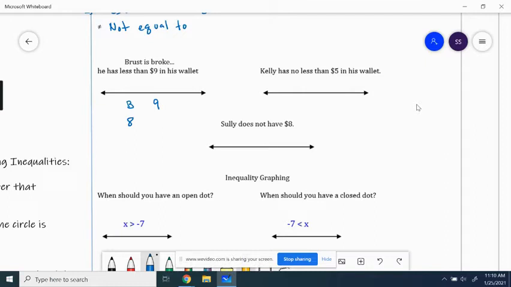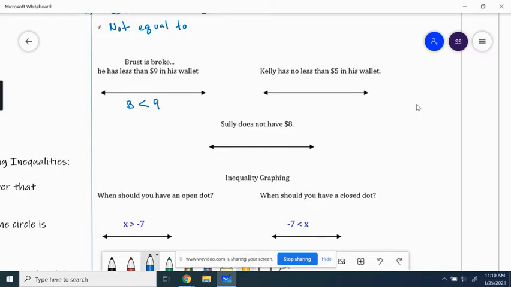So if I was comparing 8 and 9, right, I know it's elementary, but you always want to think about this as the mouth wants to eat the bigger number, right? So I'm going to have this as the alligator mouth eating the 9. So this is B is less than 9. And do I put the line underneath? No, I do not, because this doesn't indicate that he has 9. He is less than 9.